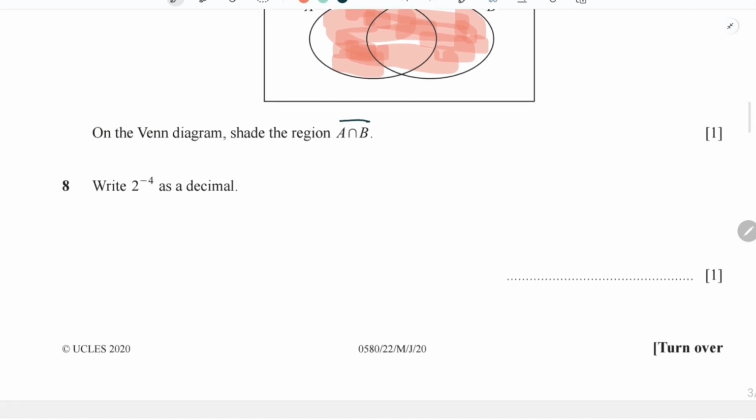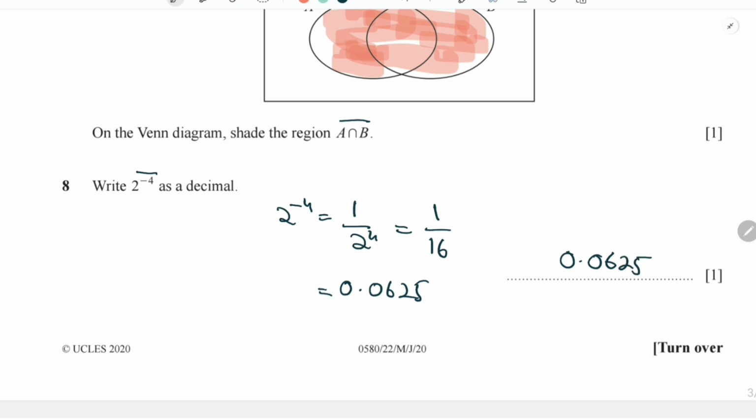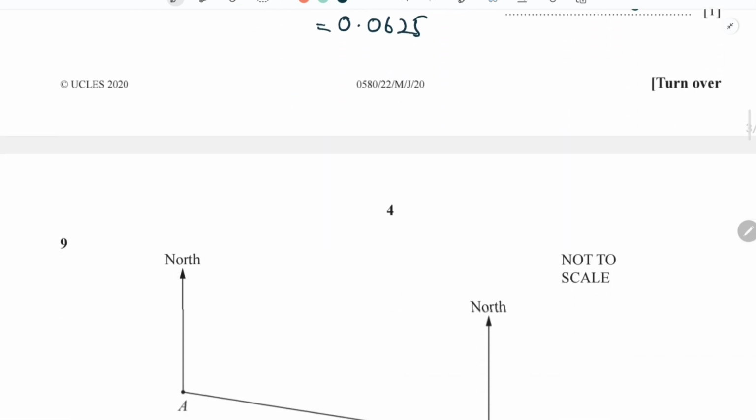Now we have question number 8. Write 2 exponent negative 4 as a decimal. So first we write 2 exponent negative 4 equals 1 over 2 exponent 4, first making the exponent positive. Then 2 exponent 4 equals 16: 2 times 2 is 4, 4 times 2 is 8, and 8 times 2 is 16. Then we simply divide this in the calculator. So 1 over 16 equals 0.0625. So this is the answer, 0.0625.